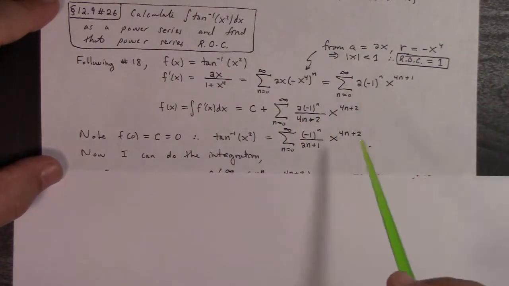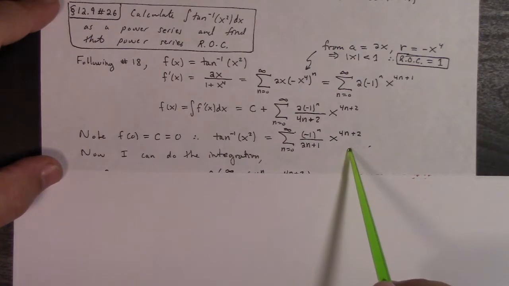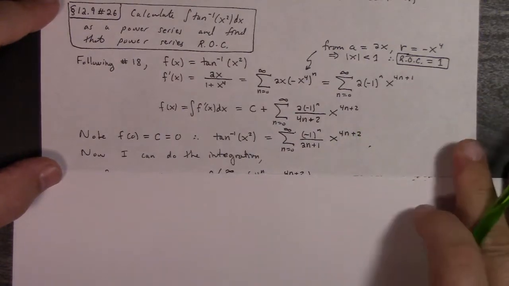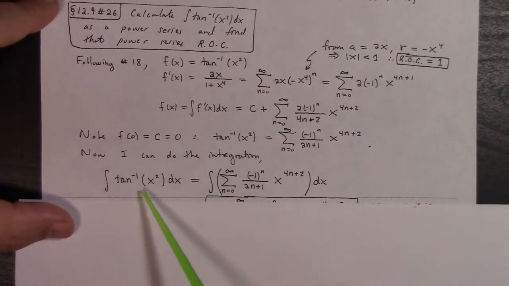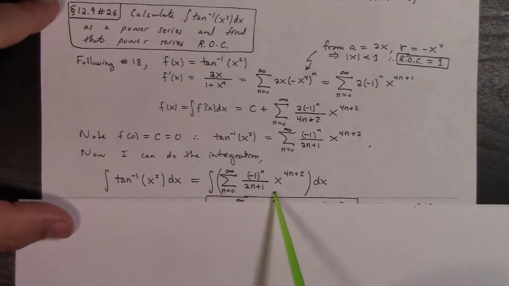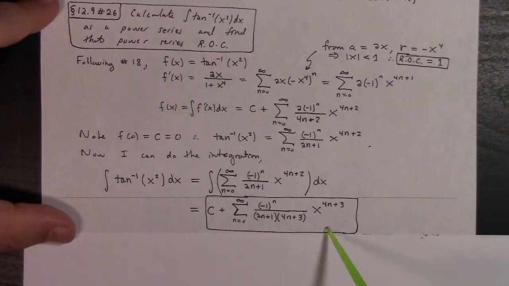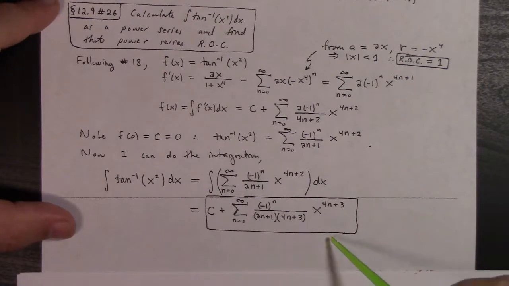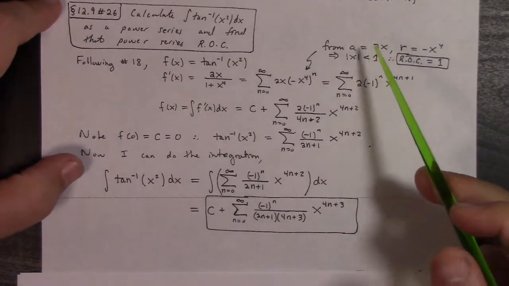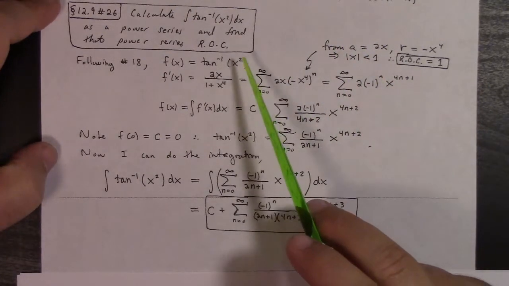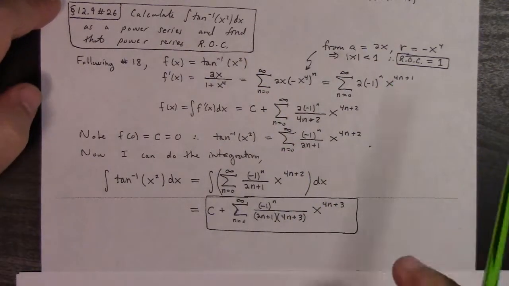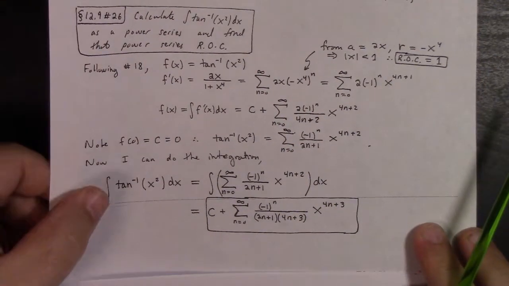And now that I have this as a power series representation of the integrand, I can do the integration. So the integral of inverse tangent of x squared is the integral of that series, which term by term integrates to that. There you have it. That is a power series representation of the integral of inverse tangent of x squared. And that brings us to our next example. All right, it's very exciting. So many examples.